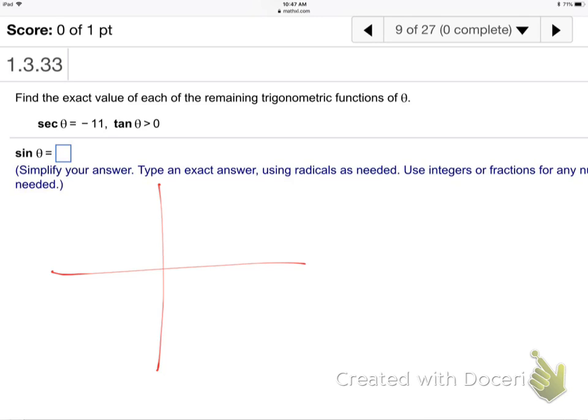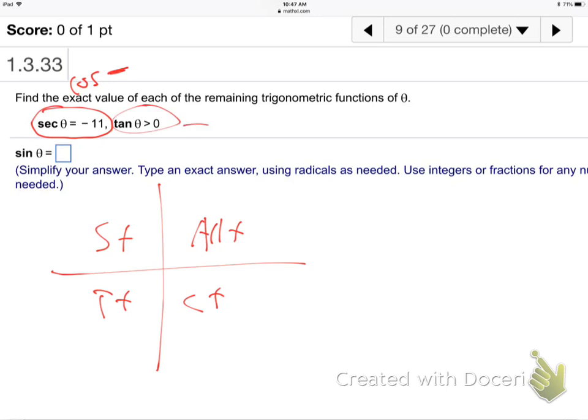First off, figure out which quadrant, right? With all students take calculus, that's where the trig functions are positive. They're telling me secant. Secant is upside down for which one? Cosine. Cosine is negative, right? Negative 11 is negative. So cosine is negative. And tangent is greater than 0, positive. So tangent's positive is quadrant 3. Yep. We're in quadrant 3.